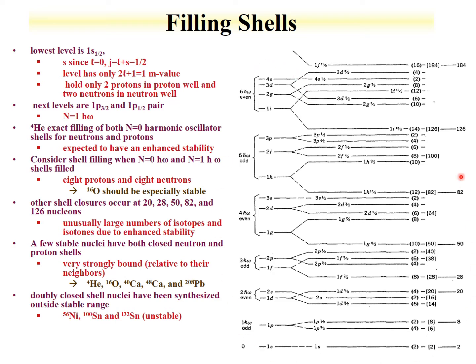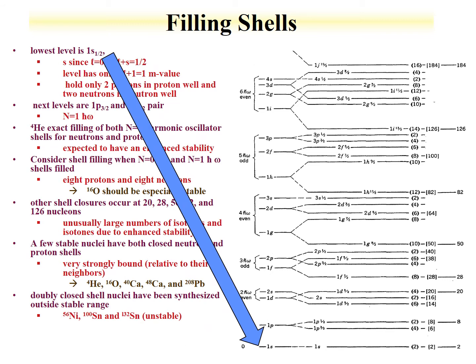Here's our shell model, and here's some of the properties that come out from the shell model. The lowest level is obviously this 1s. It's a s1/2. Since L is 0, J is only equal to the L plus the S, so 0 plus 1/2. It only has the one value. It's shown here.